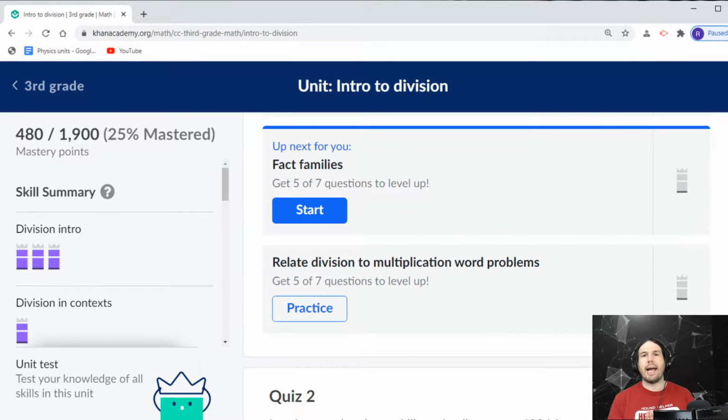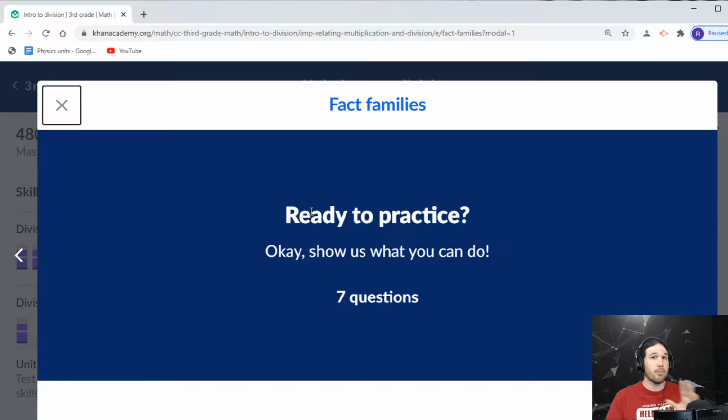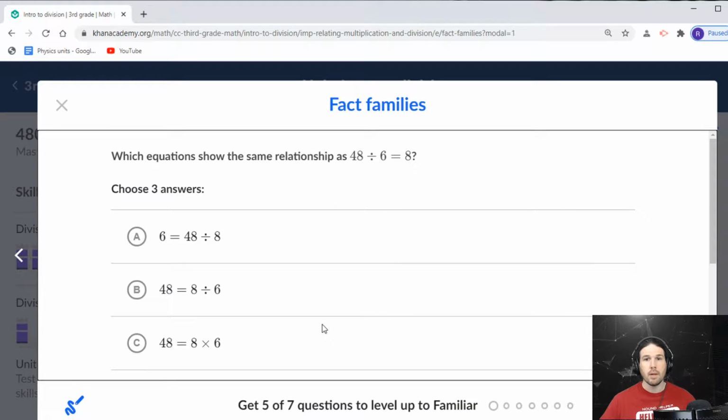Now, this next one I actually took a glance at earlier, and I'm going to slow down again for this one because these can be really tough for folks who have a difficult time constructing both sentences and equations. And again, if you have difficulty constructing sentences, chances are good you're going to have difficulty constructing equations as well. Often it can lead you to difficulties both in your math class and in your humanities classes. Fact families. So which equations show the same relationship as 48 divided by 6 equals 8?